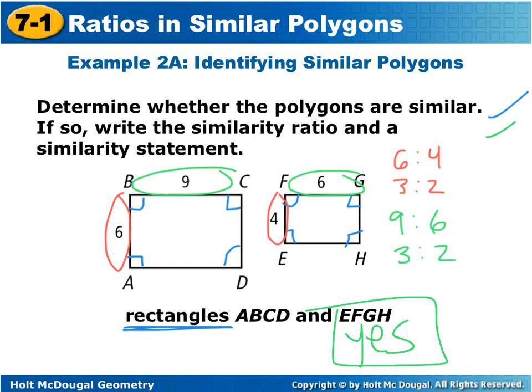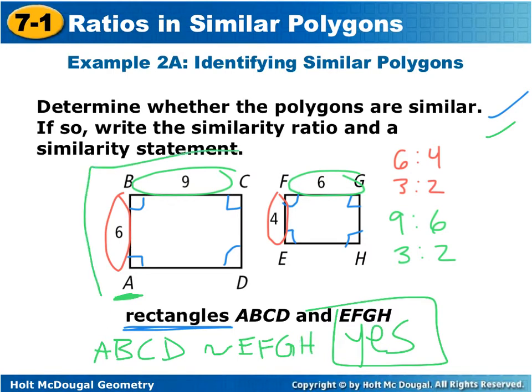So our similarity statement is just saying that this shape is similar to that one, but we have to keep it in the same order. If we start with angle A, so let's say rectangle ABCD is similar to what? Where would we have to start? EFGH. Perfect. So we just have to keep it in the same consecutive order. Any questions? Let's go to the next.